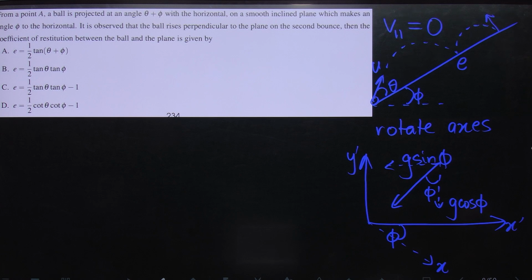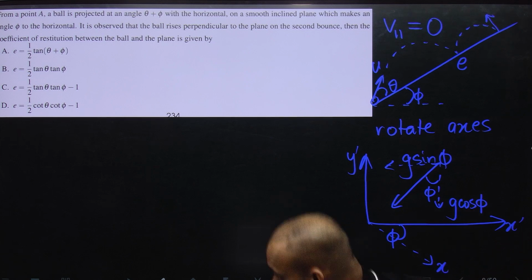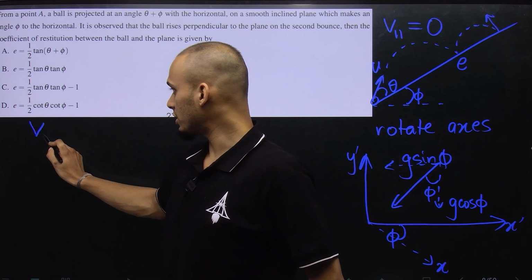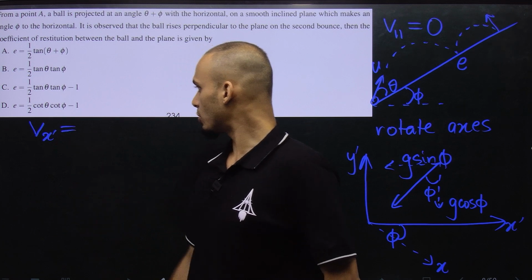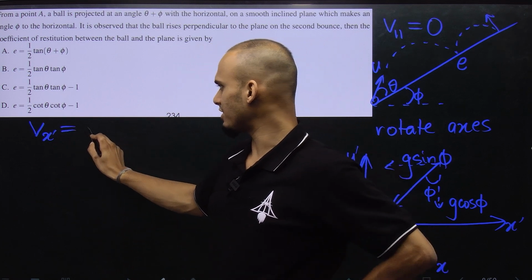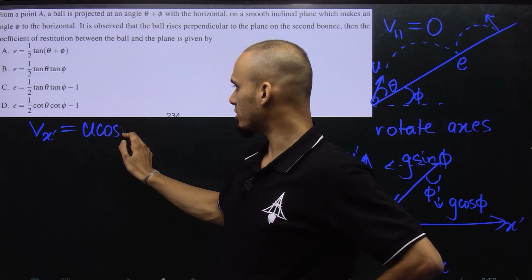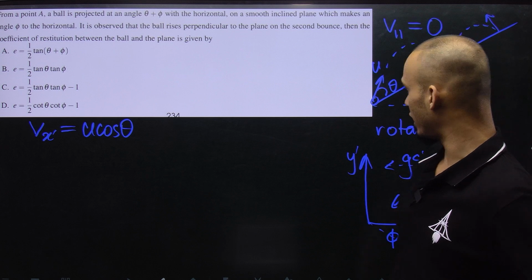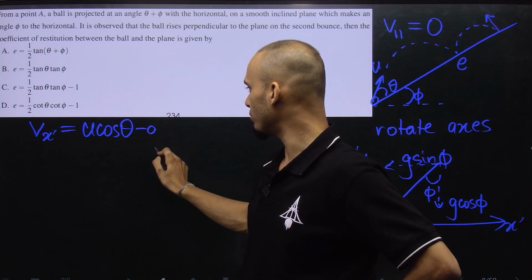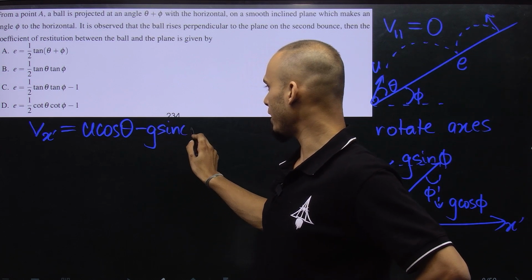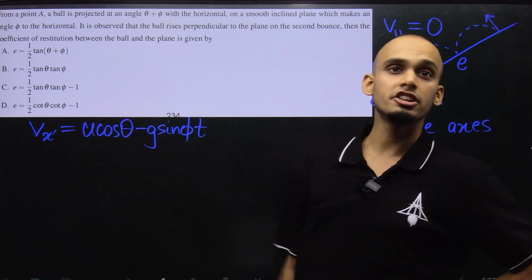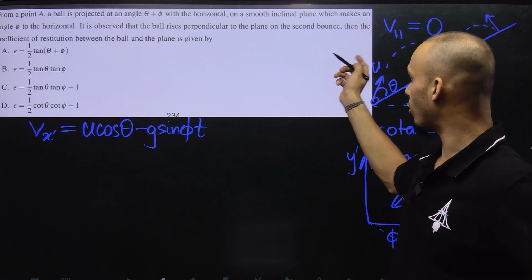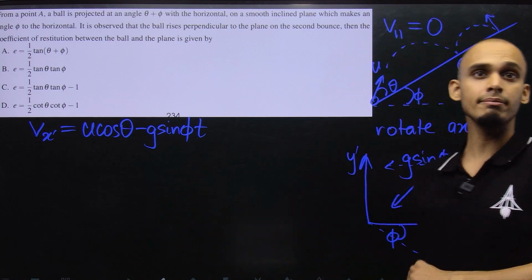Now we know that in order for the parallel component of velocity to be equal to 0, after some time we can write the parallel component of velocity Vx dash equal to the initial component in the x dash direction, which was simply u cos theta, and the acceleration in that direction is g sin phi, into time t. This will give us the parallel component of velocity at any time t.